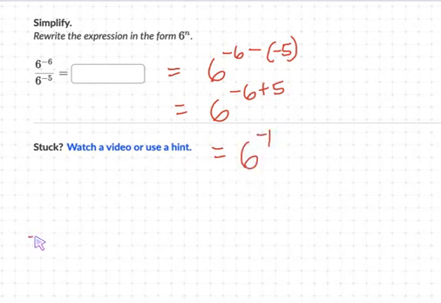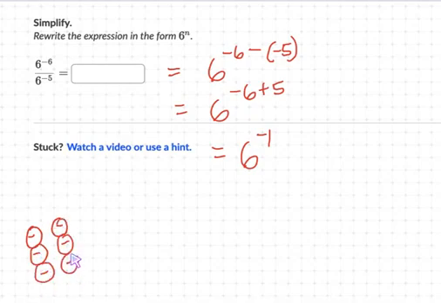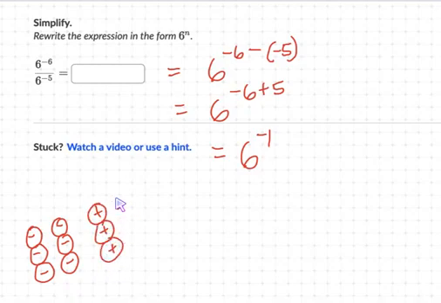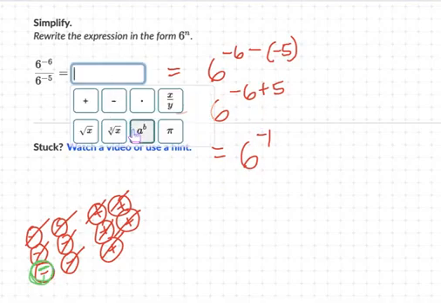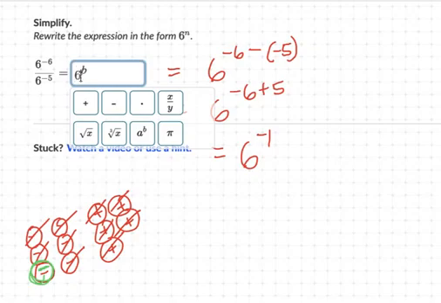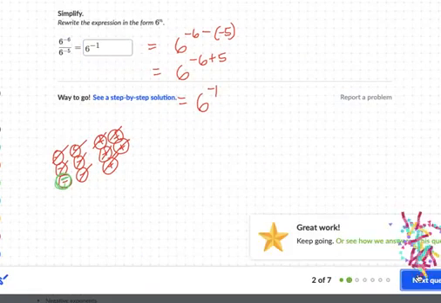How did I know? Because I have 6 negatives and I have 5 positives. Each pair of negative and positive is going to cancel each other out. So I end up with 1 negative. Okay, so my answer is 6 to the negative first power. And that should be my answer.